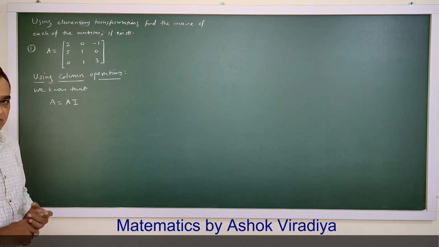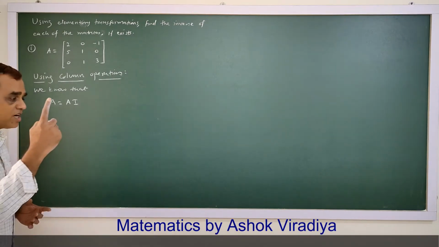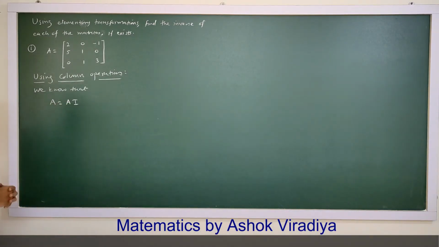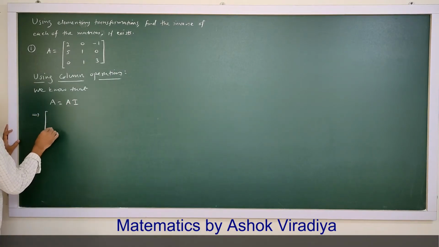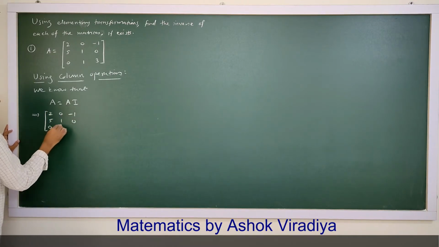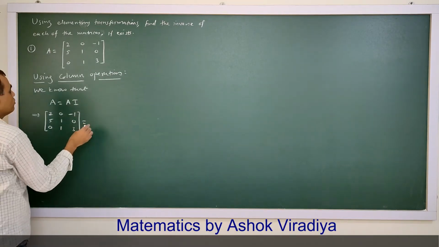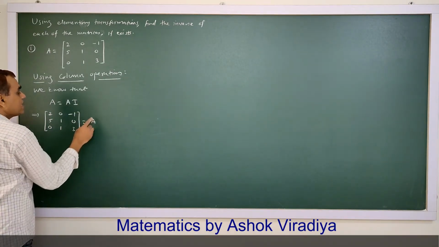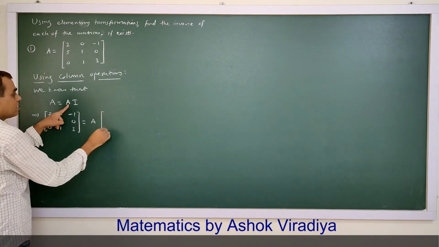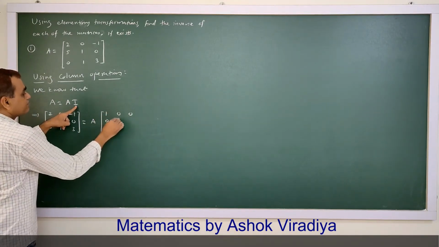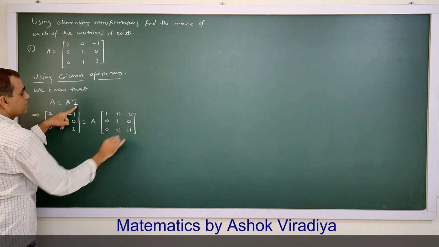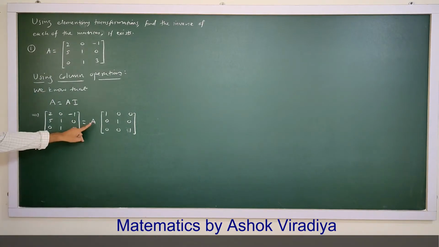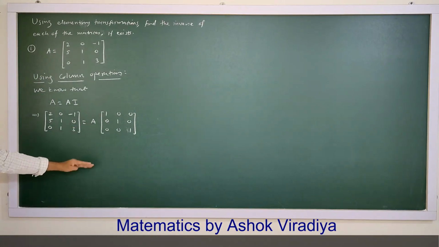Starting is important. In row operation, starting was A equal to I into A. Here A equal to A into I. Now we give value of A. A is 2 0 minus 1, 5 1 0, 0 1 3 equal to this A keep as it is. Here identity matrix is on right hand side, right to A. So till last step, this A we will forward as it is.